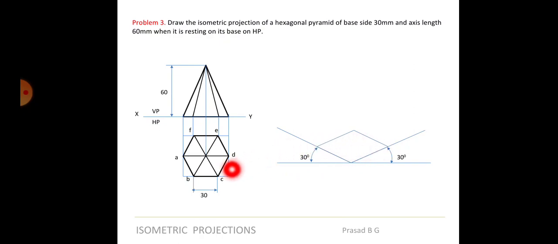Same way I will measure the distance from 2 to D. This distance I will measure, 2 to D. So from here to D I will measure, and I will get the point D.